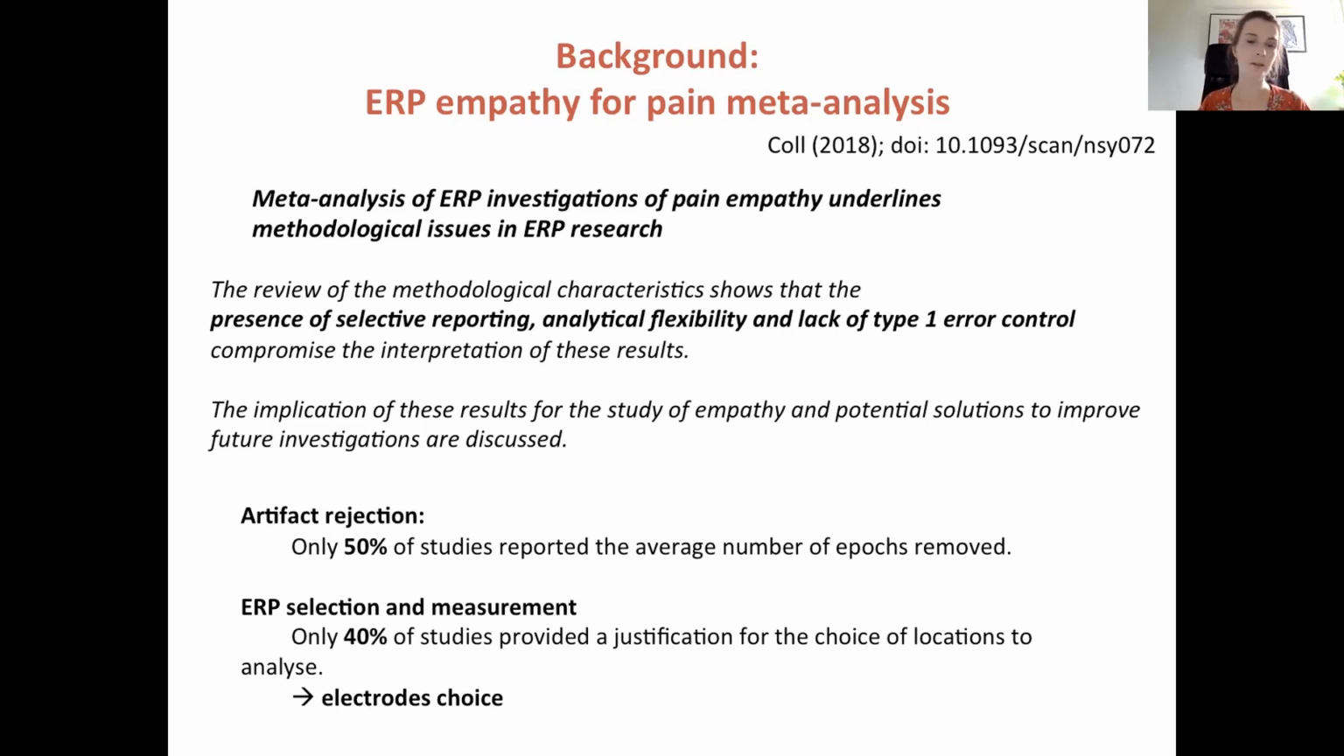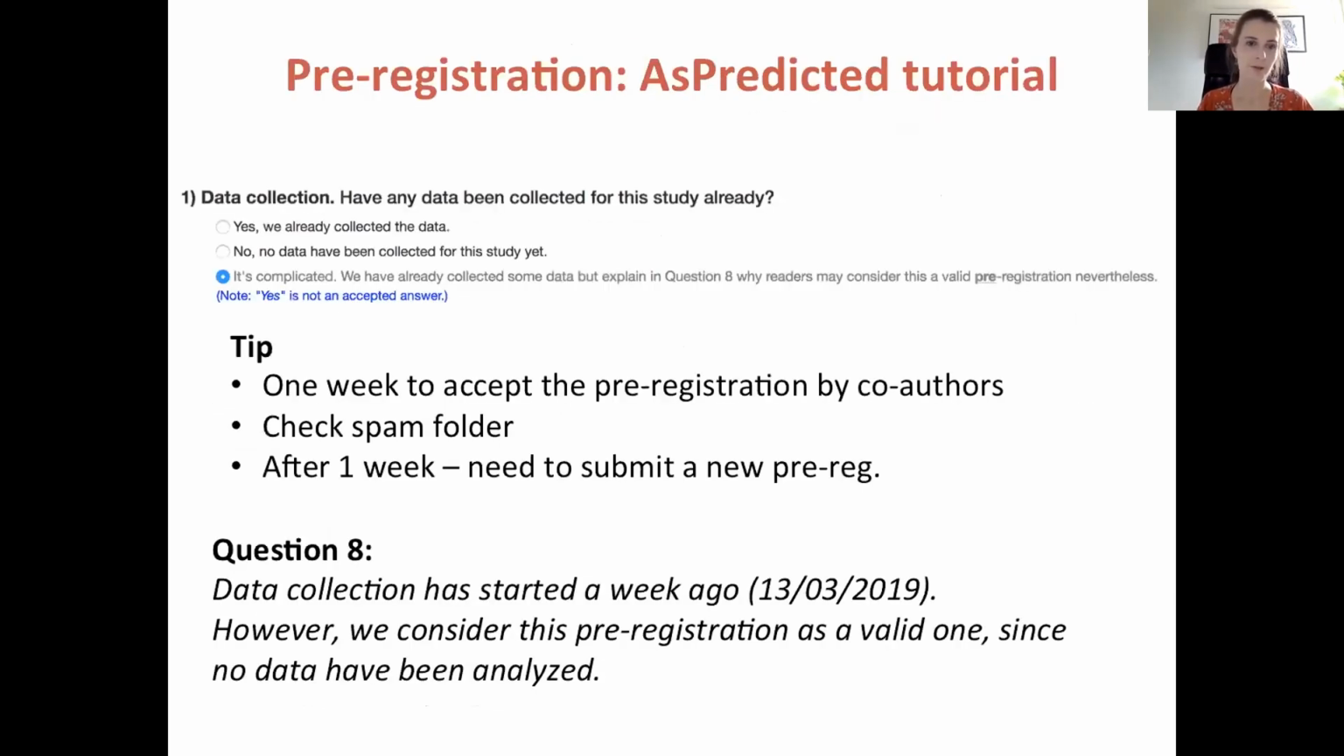And I would like to very quickly go through my pre-registration. This pre-registration is also available online, so you can read it in more detail online. And here I would just discuss the 8 questions that you should fill in order to pre-register your study as predicted. So the first question asks you whether you have started data collection. So usually you pre-register your studies before data collection. Then you should say, no, we have not collected any data.